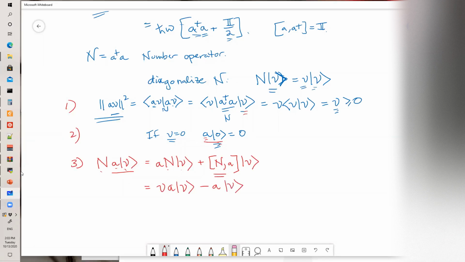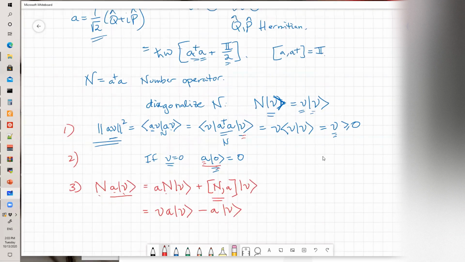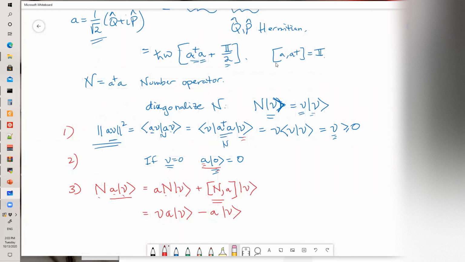You can work that out from just the properties of this and the definition of A. It's a little bit tedious, but let's see here. It's A dagger A commuted with A. You can use one of those identities that you derived in the homework, where you expand this out and rewrite it in terms of these kinds of commutators. Not too bad. And what you find in the end is that it's minus A.